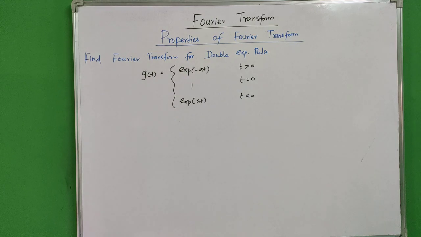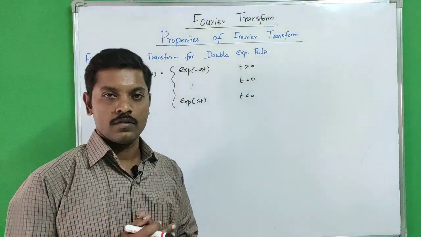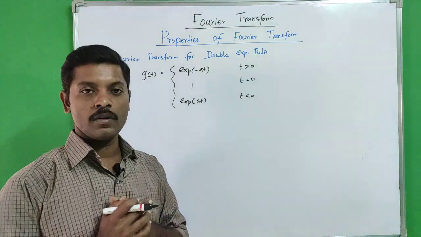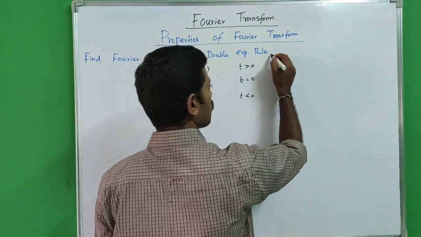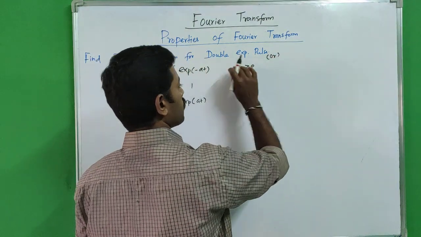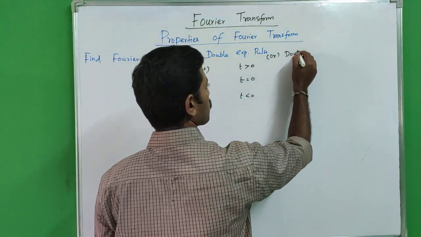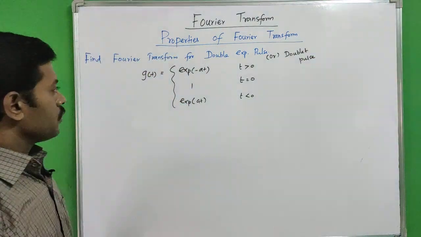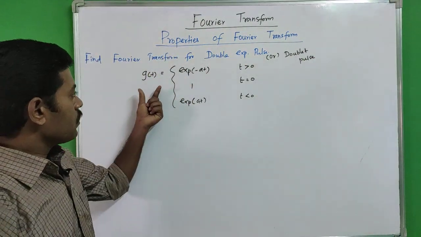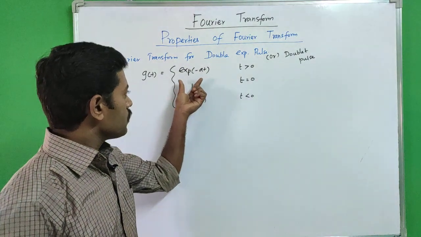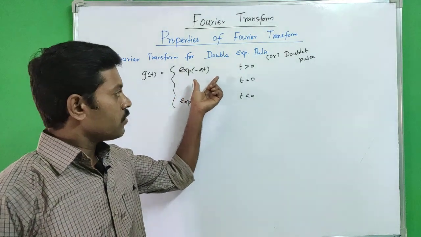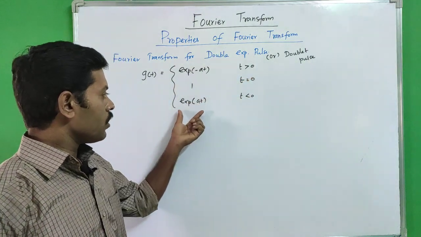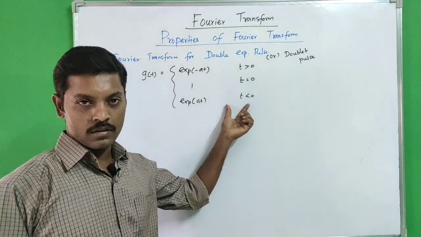So now we are going to find the Fourier transform for the double exponential pulse. This is the mathematical representation of the double exponential pulse. The other name for double exponential pulse is doublet pulse. We can call the double exponential pulse a doublet pulse. So this is the mathematical representation. g of t equals exponential of minus at when t greater than 0, g of t equals 1 when t equals 0, and exponential of at when t less than 0.